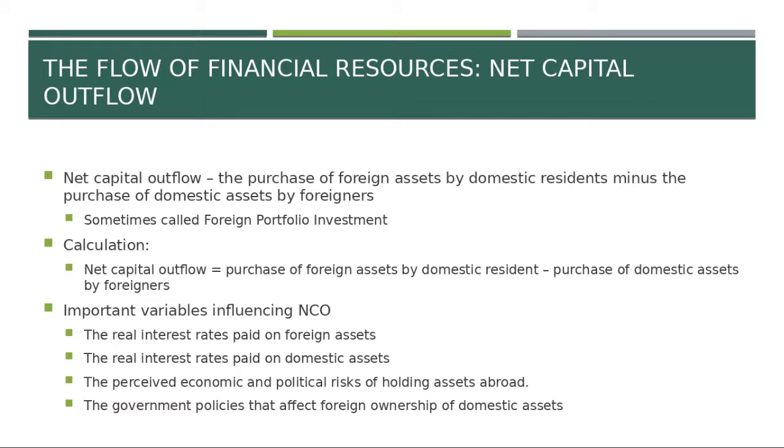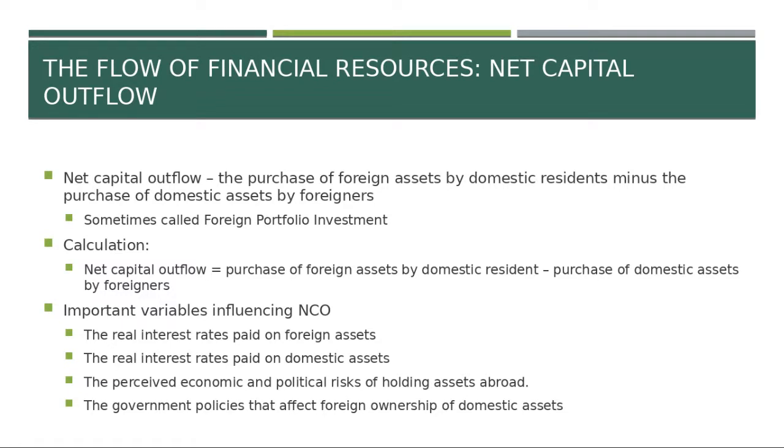The important variables influencing net capital outflow are as follows. The real interest rates paid on foreign assets. If interest rates are higher for a foreign asset, this incentivizes domestic citizens to purchase more foreign assets, which would increase the net capital outflow. Similarly, the real interest rates paid on domestic assets. If the real interest rates paid on domestic assets are higher than in foreign nations, then this encourages individuals to not purchase as many foreign assets and encourages foreigners to purchase more domestic assets. There again, reducing net capital outflow.